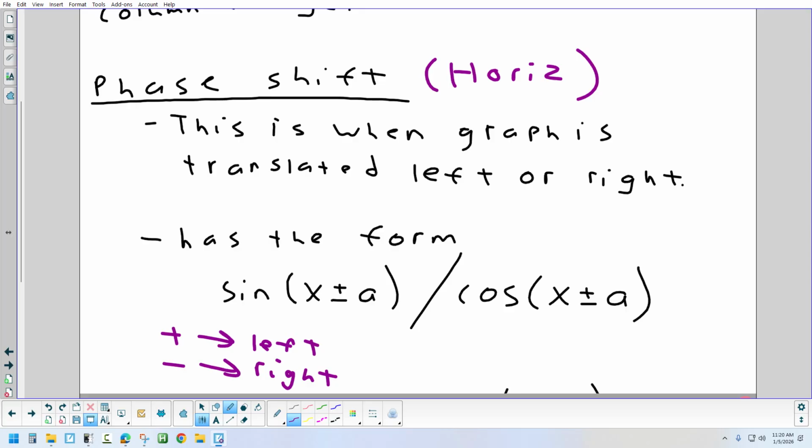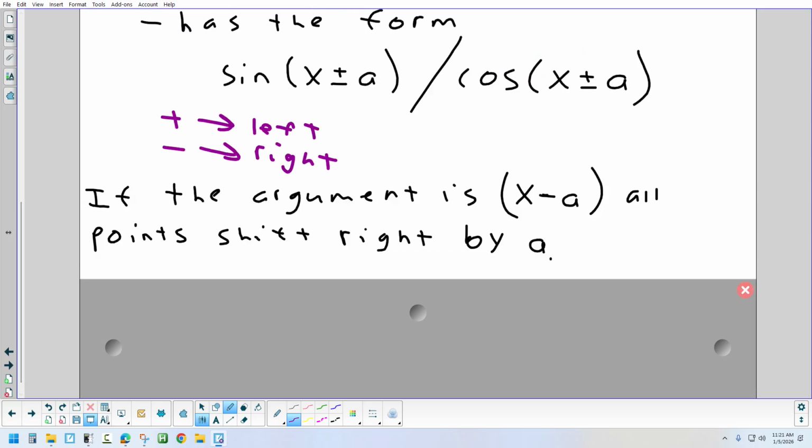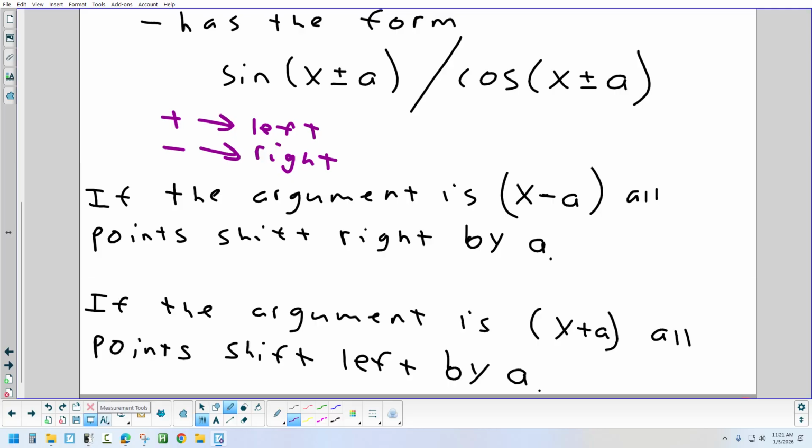Okay, so adding moves left, minus moves it right. So x minus moves right, x plus moves it left. That's what I just summarized right here. And how much does it move? Well, it moves that much, whatever that number is. Technically, you can move it left or right any amount you want.